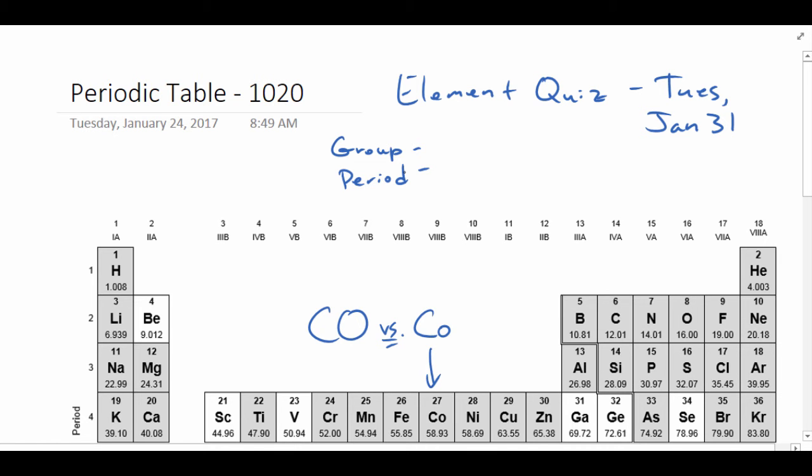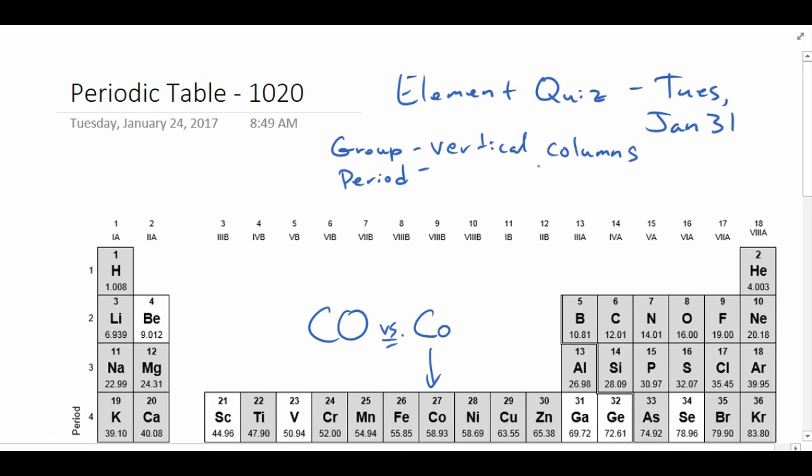But now the groups, these refer to the vertical columns. So these are the group numbers. They're numbered from 1 through 18. So the groups here, these are the vertical columns. Sometimes we refer to them as families of elements. Instead of groups, we call them families.